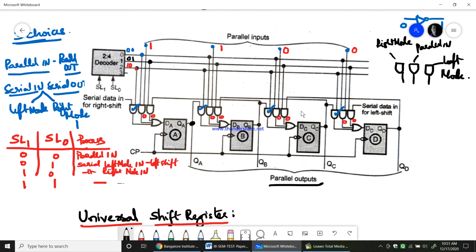Okay, so this is how the bidirectional shift register along with the parallel loading option is given, and the decoder is the main component here which allows you to work on 3 choices. Okay, so you can rewind the video again if you want to listen to it and understand it much better.